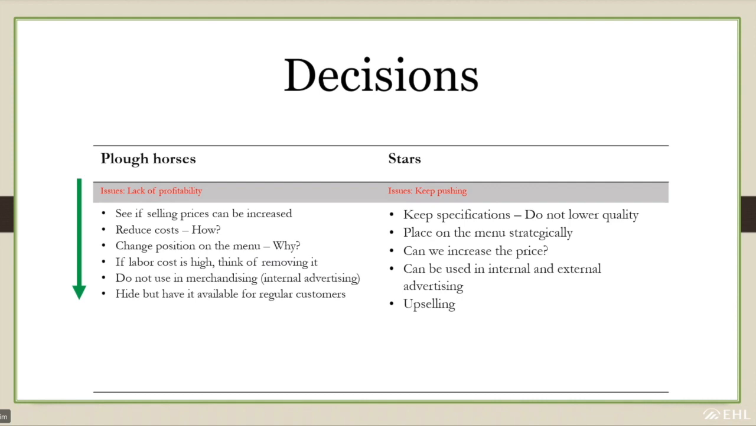Then for stars, of course you have to keep the specifications for that, not lowering the quality. They're basically running very well and they have super high profitability, so that's great. And can we even increase the price for that? You can sometimes ask that as well. And you can use it as internal and external advertising, because those are the ones that will give your restaurant more traction. It's like a signature dish, for certain chefs, signature dishes.